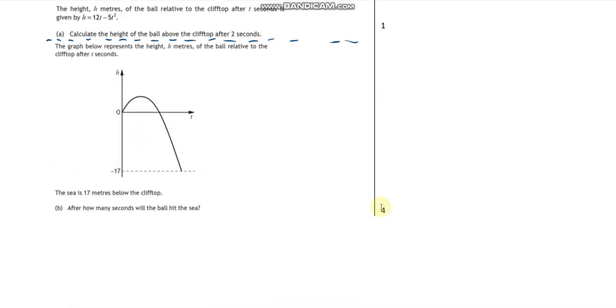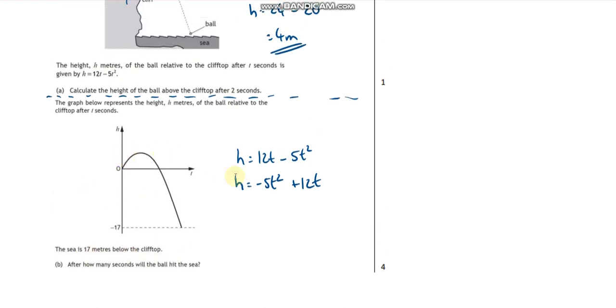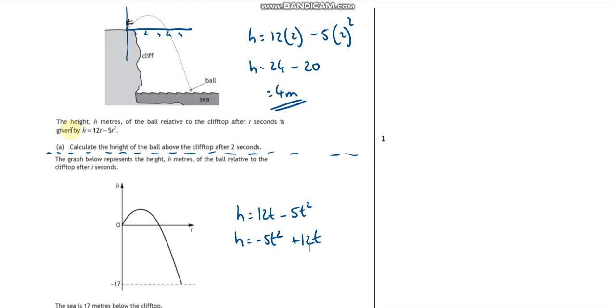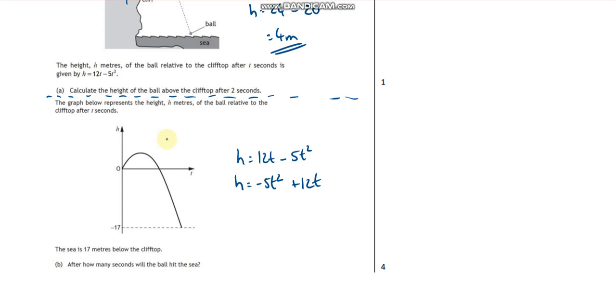And then 4 markers, you're thinking, right, that's a bit trickier. The sea is 17 meters below the cliff top. How many seconds till it hits the sea? Okay, well, we know that h is equal to 12t, take away 5t squared. I'm just going to rewrite that into h is equal to negative 5t squared plus 12t. I put the powers like that. And how many seconds will it hit the sea? Okay, so 17 meters below the cliff top. To me, that's saying that the height is relative to the cliff top here. I would say, well, the height is negative 17. There's 17 below, and I'm trying to solve for t.